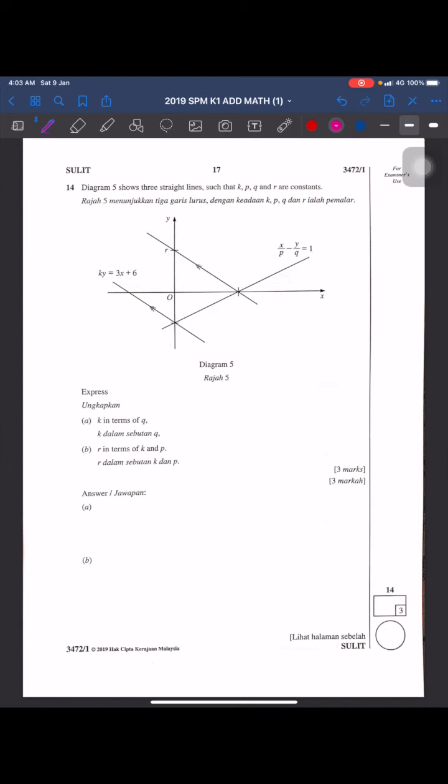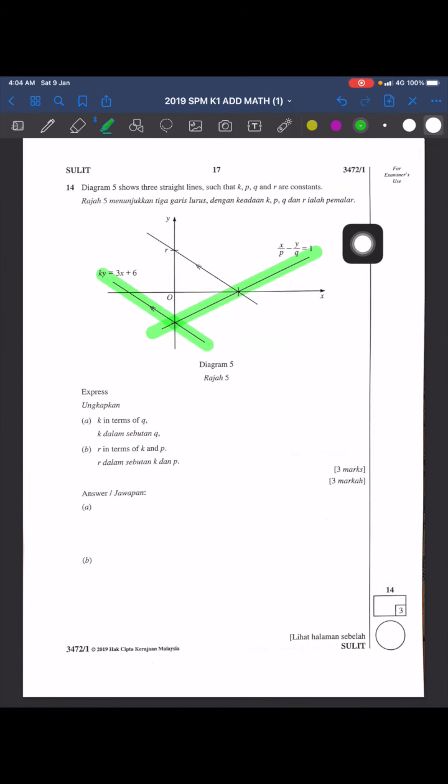We proceed with question number 14. Diagram 5 shows 3 straight lines such that K, P, Q and R are constants. Express K in term of Q. So kita kena cari dulu mana equation yang ada K dan Q. Di sini kita ada Q, di sini kita ada K. So maksud dia kita kena cuba relatekan dua equation ini, dua garis itu. Kalau awak perasan, ini sebenarnya dalam bentuk intercept form kan.